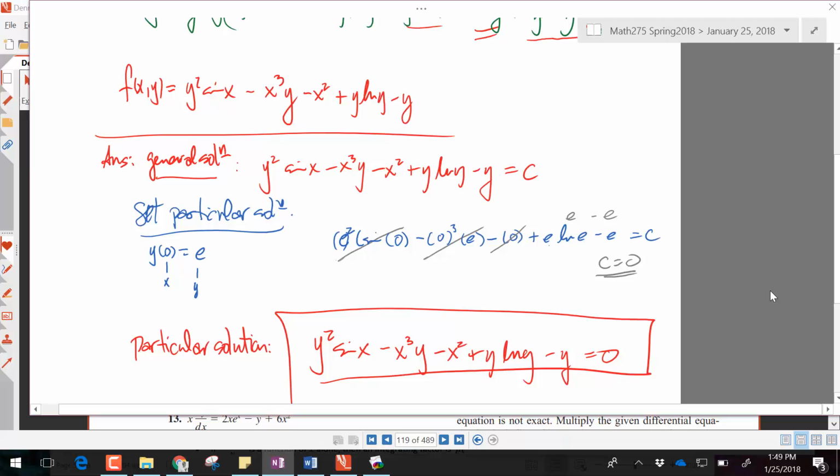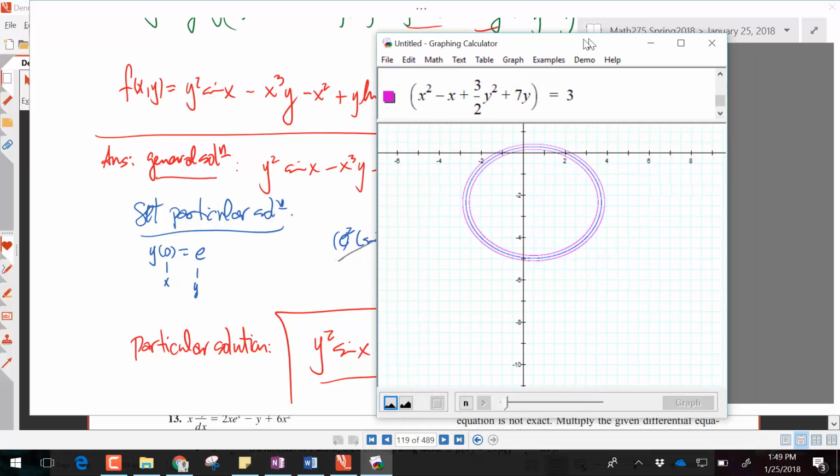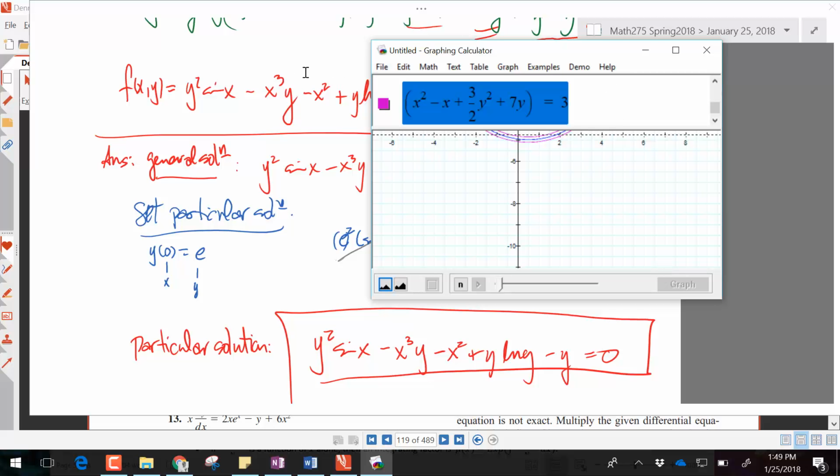Okay. I don't know. Suppose we have the power to graph it. y squared sine x minus x cubed y minus x squared plus y ln y minus y equals 0.